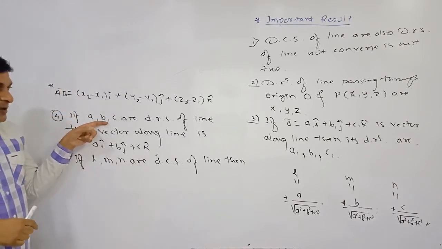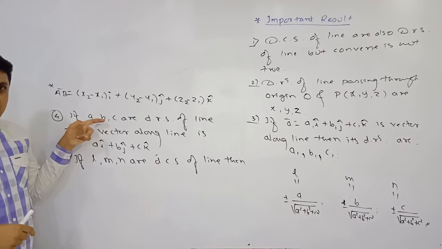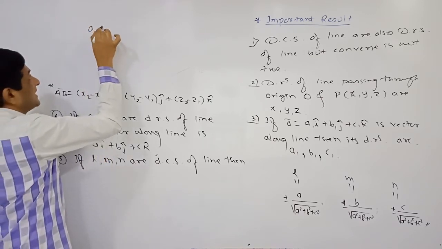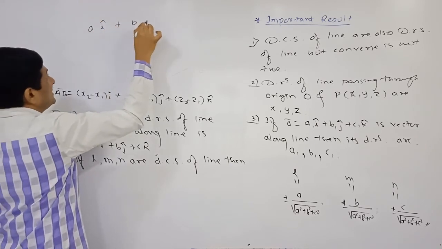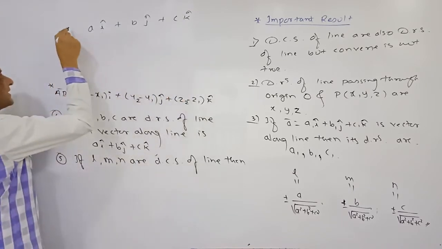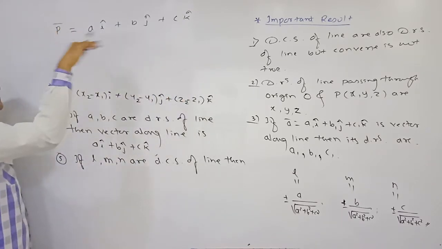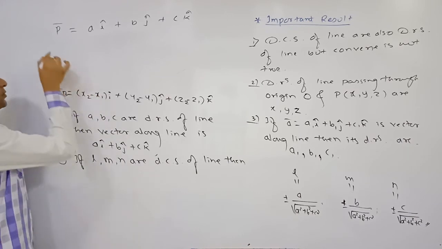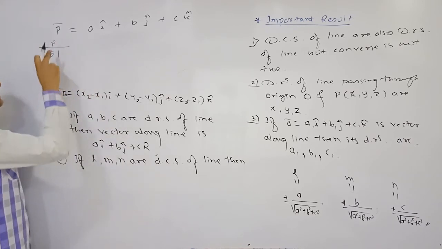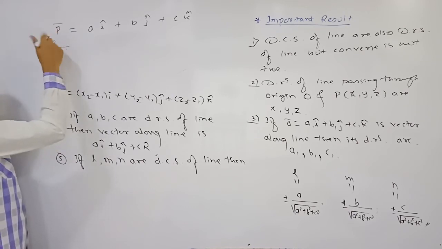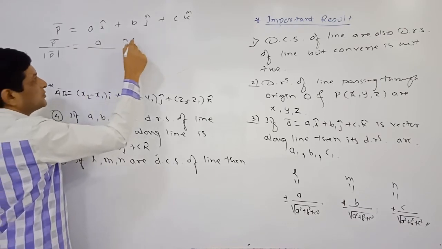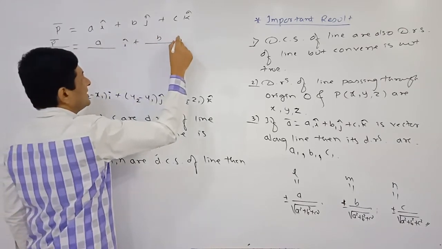If direction ratios are given to us, we will get the vector along the line. What is that vector along the line? It's A i cap plus B j cap plus C k cap. I am denoting this vector by p bar. Now I am dividing both sides by the magnitude of p bar.